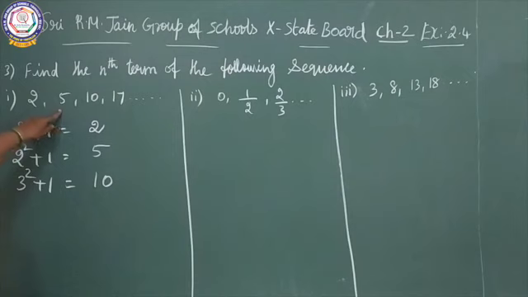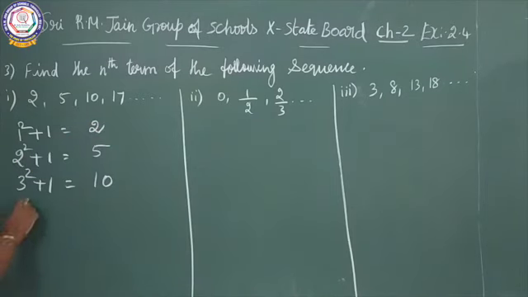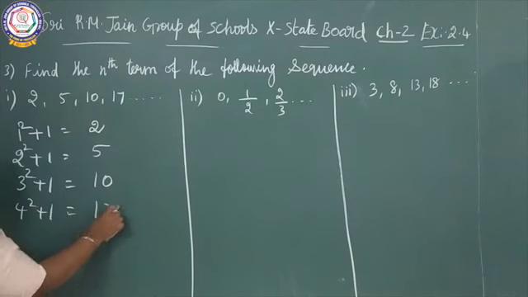Okay, 5 means 2 square, 4, 4 plus 1 is 5. 10 means 3 square plus 1, 9 plus 1. 17 means 4 square plus 1, that is 16 plus 1. So, you will check the term plus 1 equal to 17.